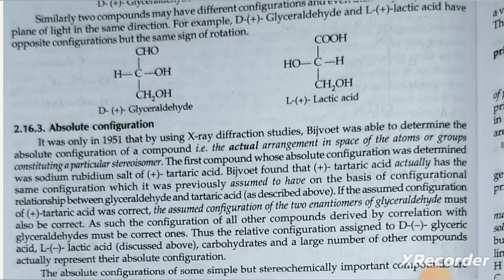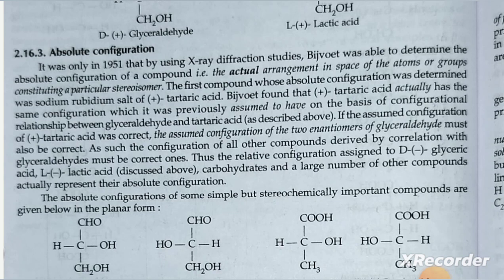Third is absolute configuration. It was only in 1951 that, by using X-ray diffraction studies, Bijvoet was able to determine the absolute configuration of a compound. It means the actual arrangement in space of atoms or groups constituting a particular stereoisomer. The first compound whose absolute configuration was determined was the sodium rubidium salt of (+)-tartaric acid.